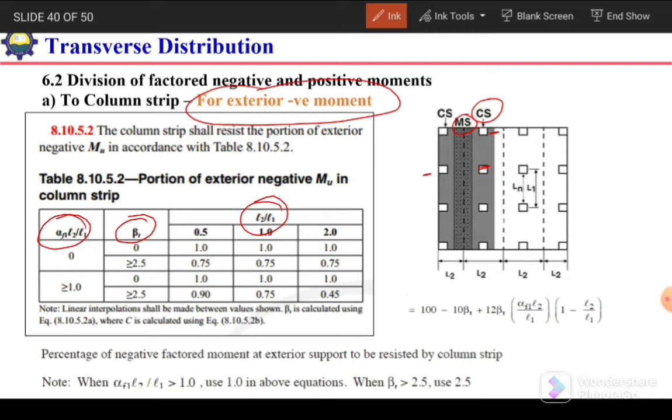For example, if we have a slab system without interior and exterior beams, without edge beams, in that case the flexural stiffness ratio will be 0. Similarly, the torsional stiffness ratio will also be 0, and if the panel is square, the aspect ratio is 1, so in that case this coefficient will be 1. So the complete negative moment will be resisted by the column strip. 0 moment will go to the middle strip. 100% of the negative moment of the exterior support will be resisted by the column strip.